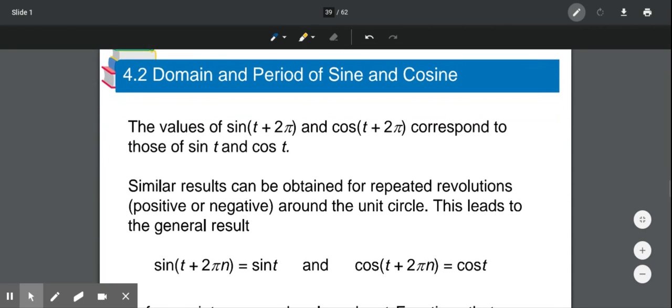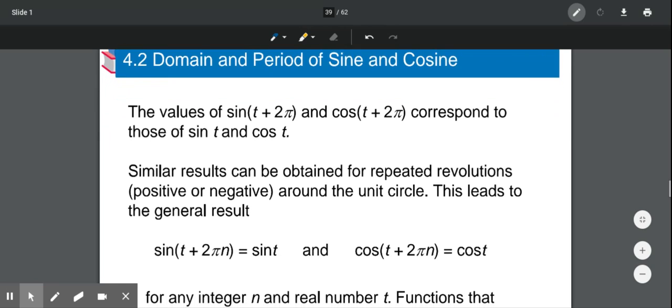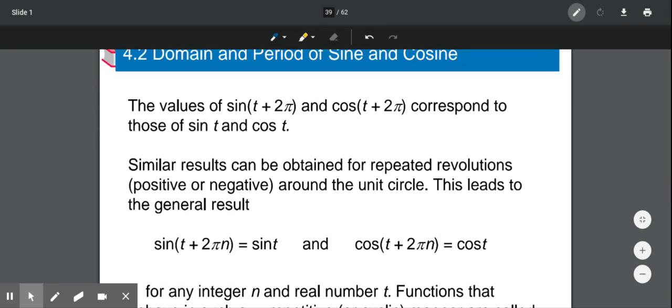So you have these period identity type things that say that the value of the sine of t plus 2 pi, so the sine of some angle, if you rotate it 2 pi, will still equal the same as the sine of whatever that original angle was.